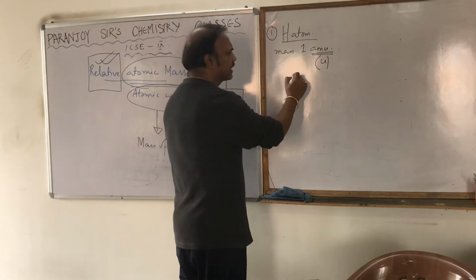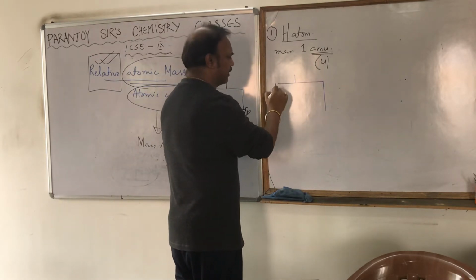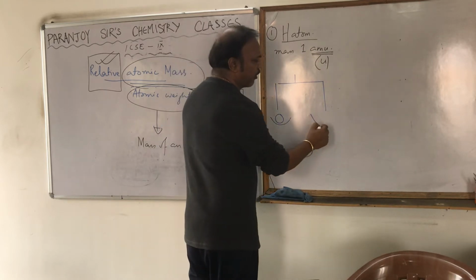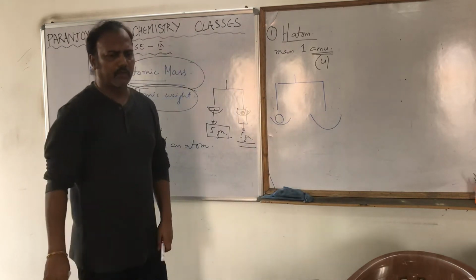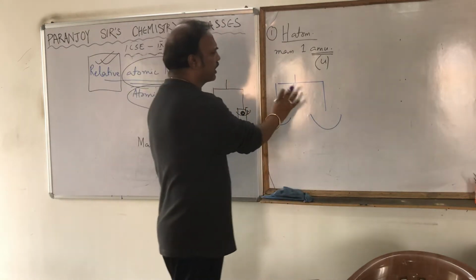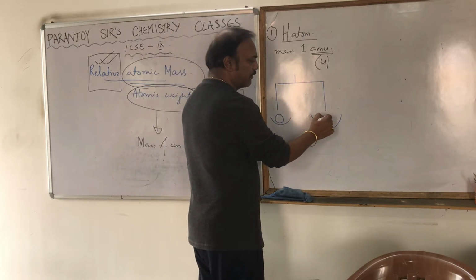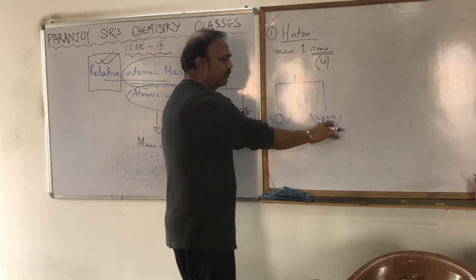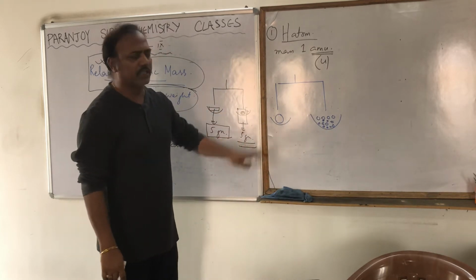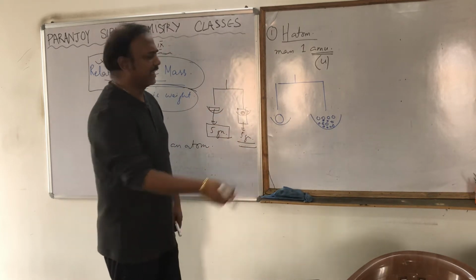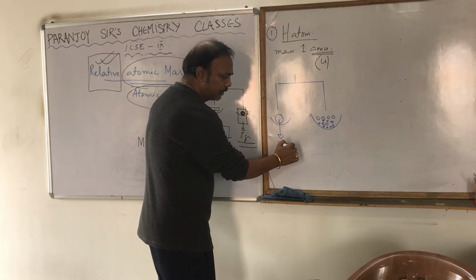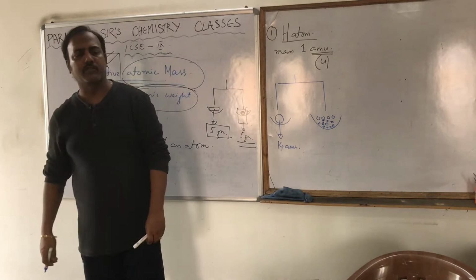Just suppose if we think in this manner, there is a balance. On one side I had kept one nitrogen atom, and we have got hydrogen atoms to balance it, because that's the standard one. So we saw that this balance is balanced when there are 14 hydrogen atoms. 1, 2, 3, up to 14. 14 hydrogen atoms balance the nitrogen atom. So can I say that the mass of this nitrogen atom is 14 AMU? That is how we tried to balance it.